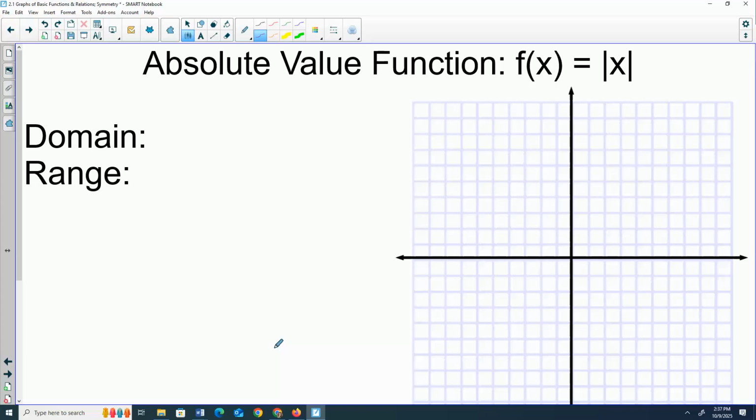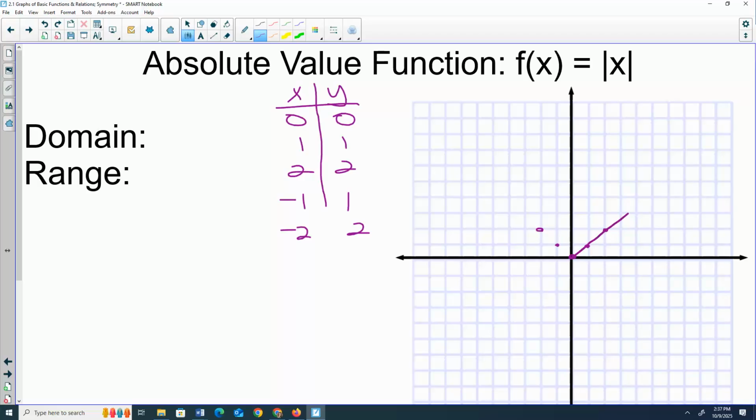So what does absolute value do? Makes everything positive. If you put in a positive number, it doesn't change it. If you put in a negative, it becomes positive. So you have 0, 0, 1, 1, 2, 2, negative 1, 1, negative 2, 2. What's your graph turn out to be? Yeah, it's got a corner, so it's probably a little more of a V. Something like that.